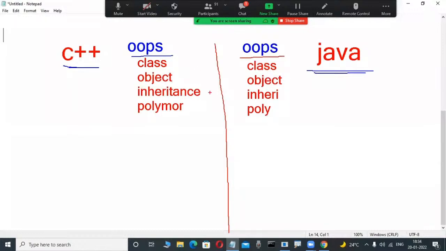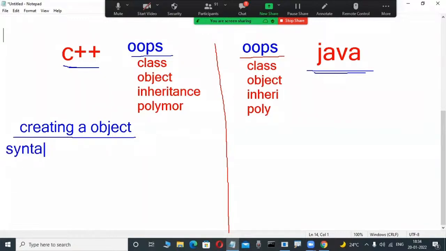Okay, C++ and Java conceptually: what is class, what is object, what is inheritance, what is polymorphism, encapsulation, binding, something like that. But observe here. Suppose in C++ I want to create an object from the class. What is the syntax? Anybody technical, having an idea? Creating an object from the class: what is the syntax in C++?